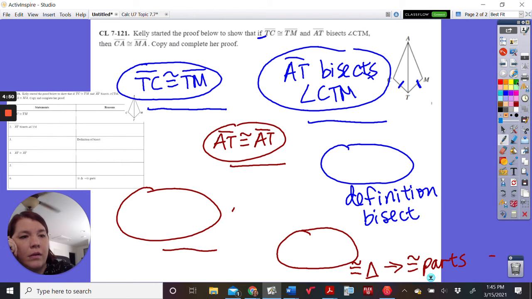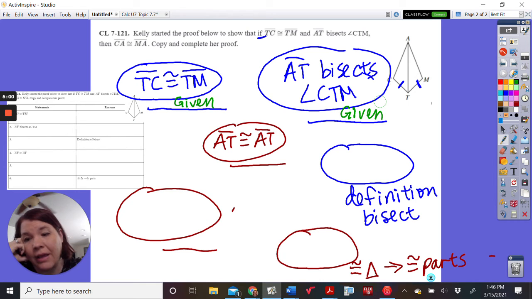Both of those given. So the green is what I'm adding to it. We're going to have to put some arrows on here, because the one thing that I dislike about this is the connections, which the flowchart totally handles. It's one of my favorite things about a flowchart. So TCTM, I don't think that leads anywhere, but bisect, oh, definition of bisect.